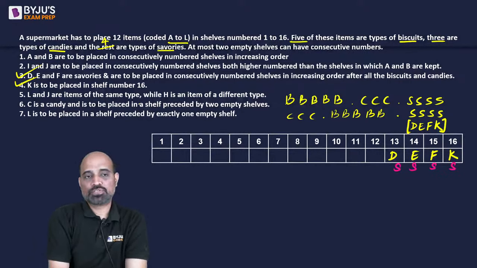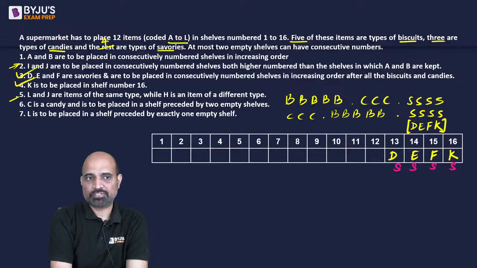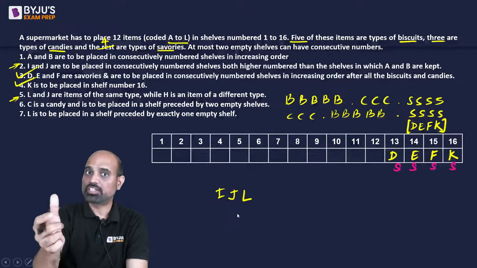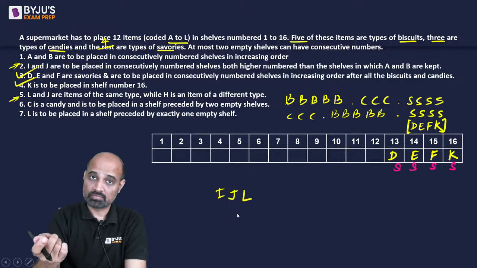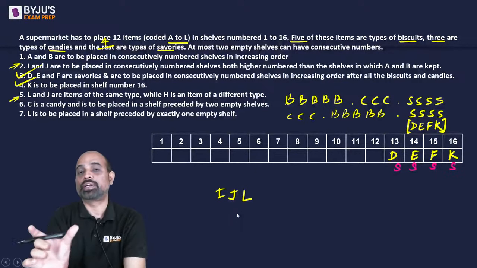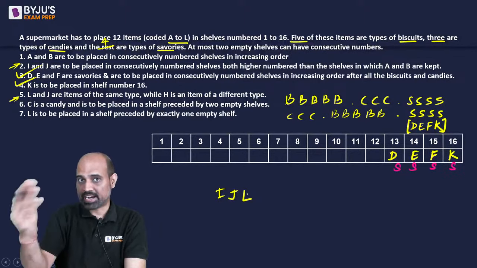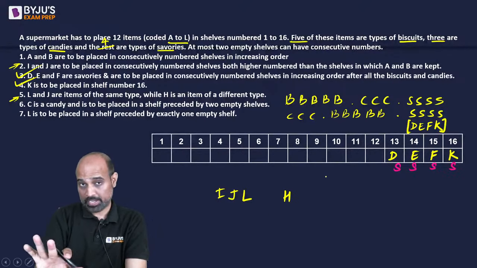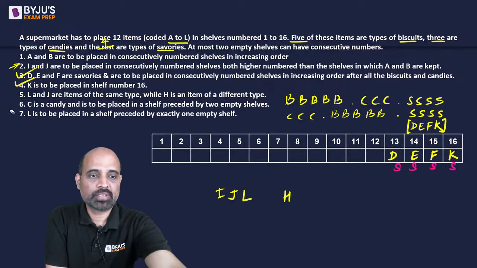L and J are items of the same type. If you remember the second statement and the fifth statement, I and J are placed in consecutively numbered shelves, and L and J are of the same type. So L is also of the same type as I. So I, J, L, all 3 are either biscuits or all 3 are candies. None of them are mixed; they are together, right? I don't know if L is right after J, that is not given. While H is an item of a different type, so H is another item. Which one is biscuits, candies? No idea right now. So we are done with the fifth statement.